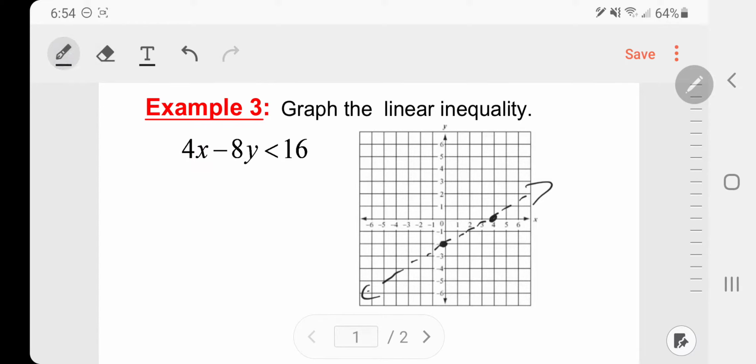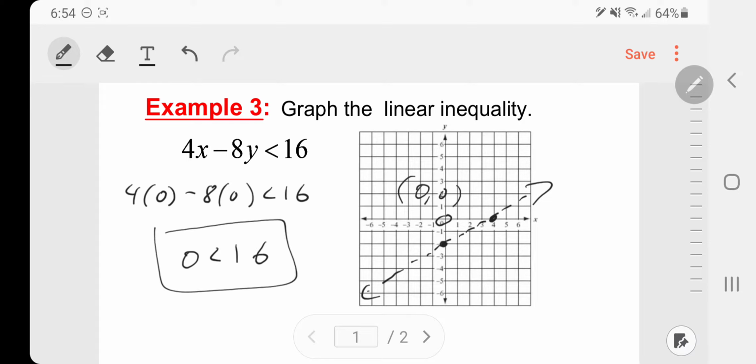All right, and now we need to test to see if our origin is going to be a solution. So I'm going to use the origin to test, which is again 0, 0. And we'll plug it in and see what we get. Okay, so I get 0 less than 16. Is that a true statement? 0 is less than 16. Okay, so that means that I'm shading everything on the same side as the origin, because the origin is a solution.